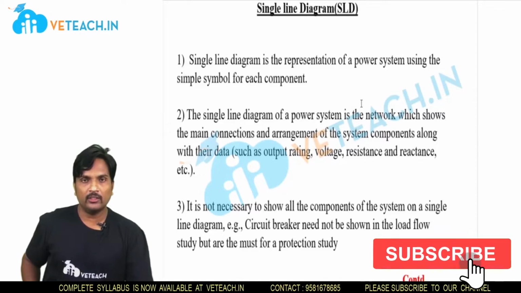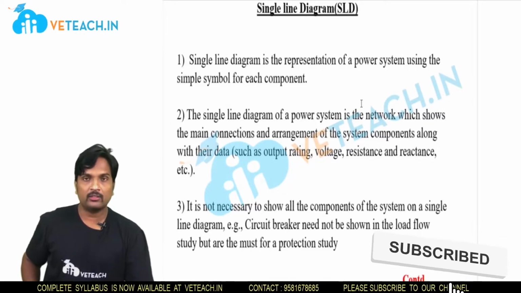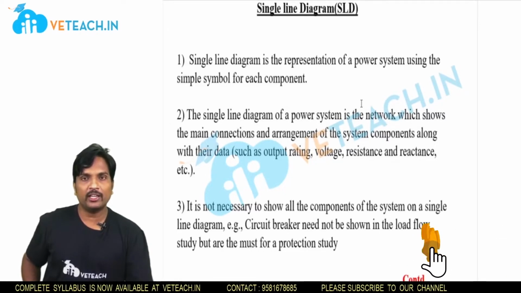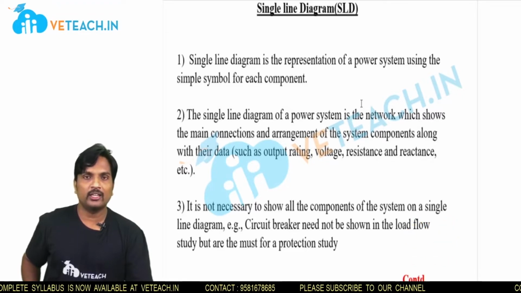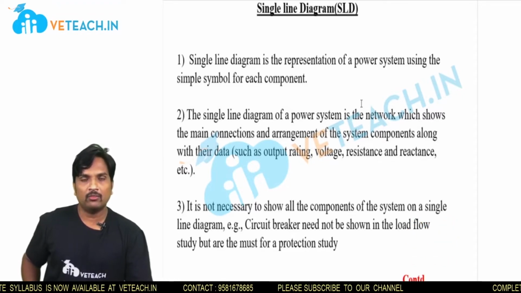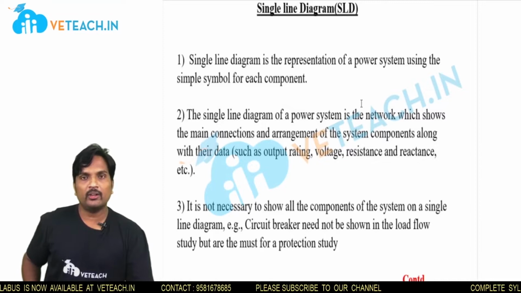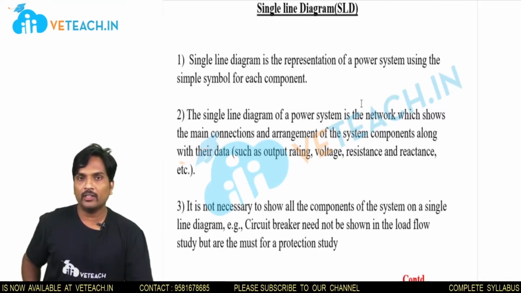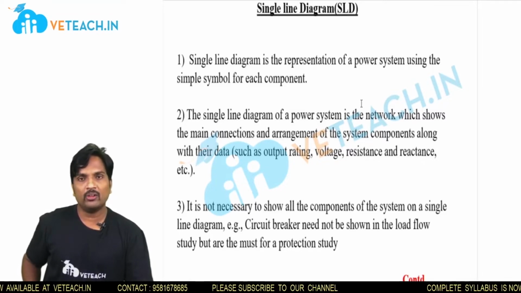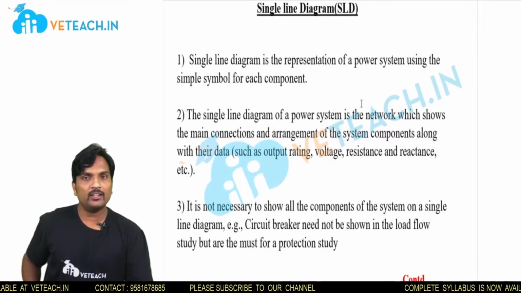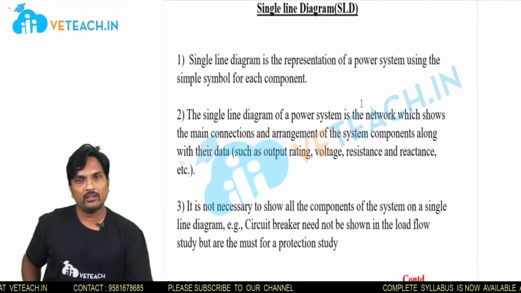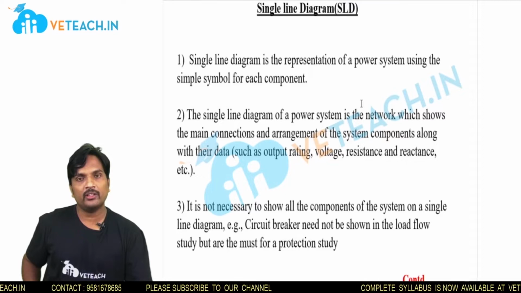Welcome to VTeach. In this class, we will discuss single line diagrams, impedance diagram and reactance diagram. In the previous class, we have discussed per unit quantities. What is per unit quantity? What is the use of per unit quantity? And what are the advantages and disadvantages of per unit quantities? And formulas for per unit quantities in single phase system and three phase system.